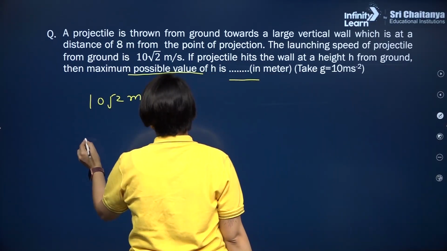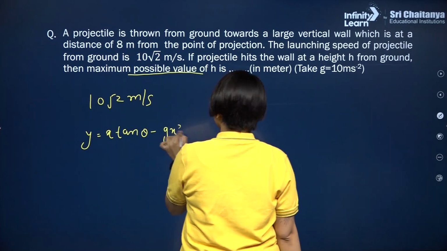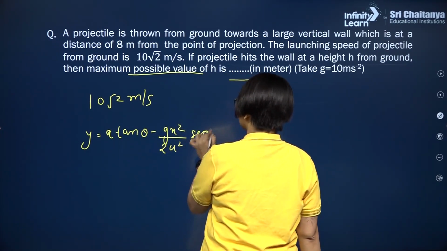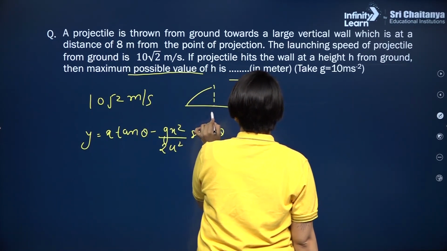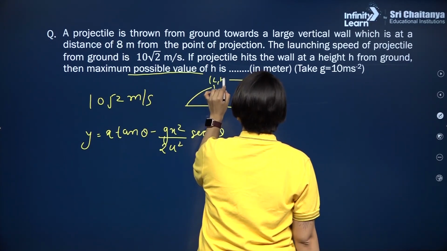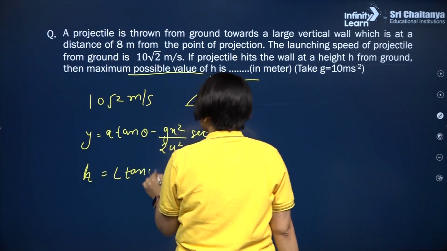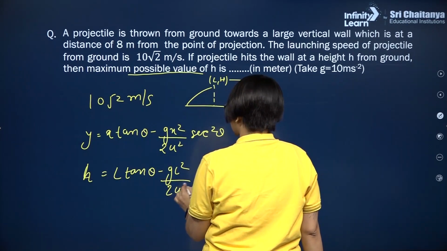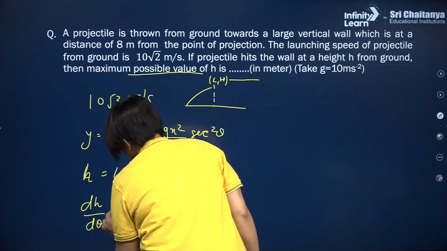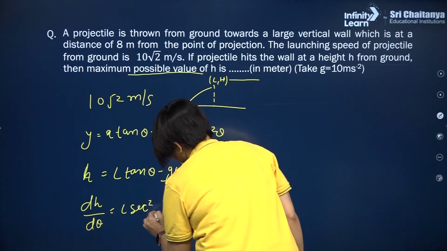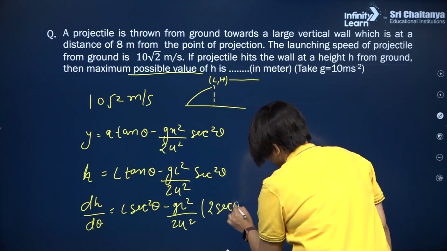if you write the equation of trajectory, it is y equals x tan theta minus g x square upon 2 u square sec square theta. So, let us say at a certain point the x and y coordinates are L comma h. So, it is h equals L tan theta minus g L square upon 2 u square sec square theta. Now, differentiate this equation with respect to theta. So, it is L sec square theta minus g L square upon 2 u square, 2 sec theta into sec theta tan theta.